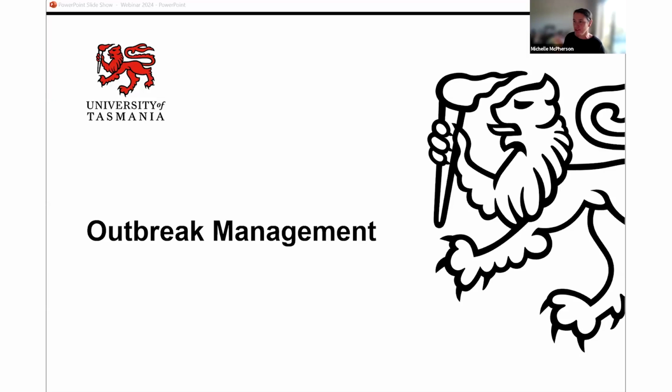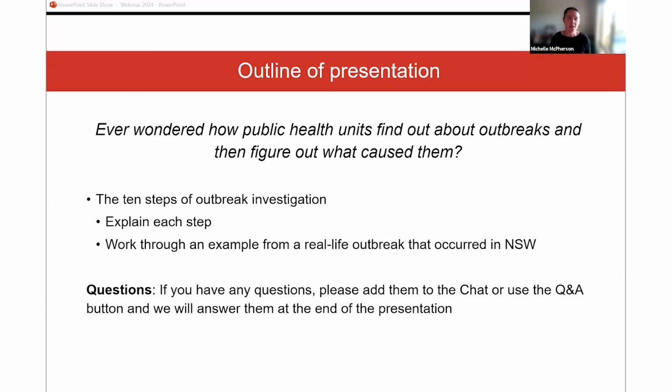As Peter introduced, I'll be talking about the outbreak management unit that's taught as part of our graduate certificate of health protection, but is also an elective in the advanced practice suite of units. My presentation today will be going through how we conduct an outbreak investigation. Ever wondered how public health units find out about outbreaks and then figure out what caused them? I will walk through the 10 steps of an outbreak investigation, introduce what each step contains, and then run through an example from a real-life outbreak that occurred in New South Wales.